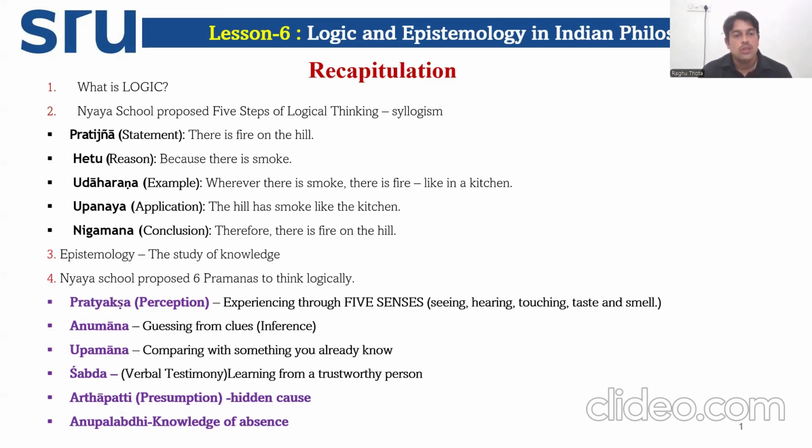And Nyaya school also has proposed 6 pramanas, that is, 6 different ways to identify the truth or 6 different ways for logical thinking. So what are the 6 different ways suggested by Nyaya school to come to the right conclusion or to identify the truth behind the situation? One is pratyaksha. If there is a crime or a situation, by experiencing through the 5 senses, you have to come to the conclusion.